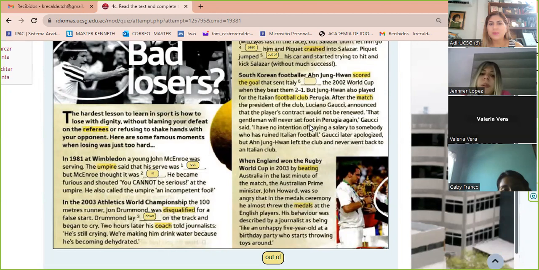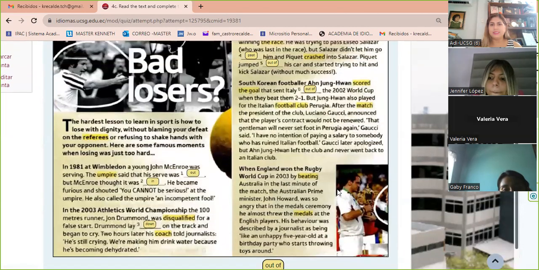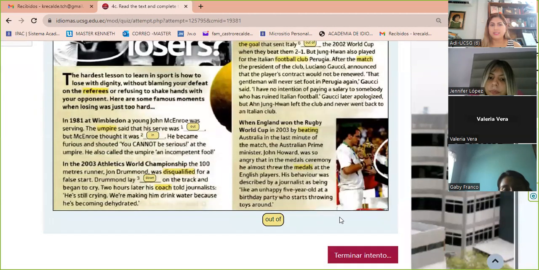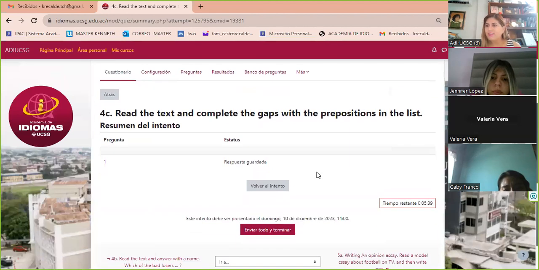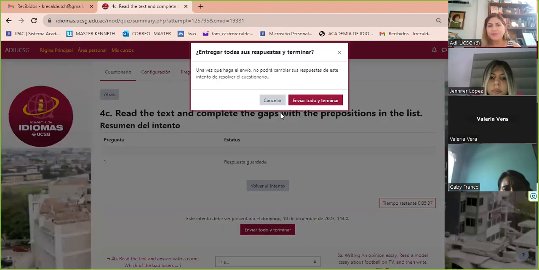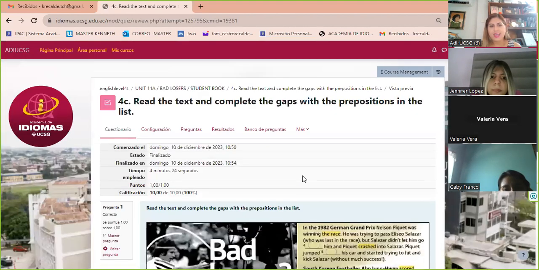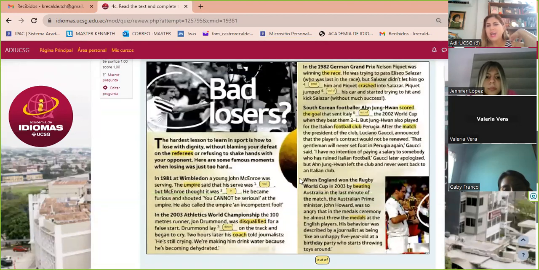And the last one, scored the goal that sent Italy out of the World Cup. Oh my God. Oops, I can't put it. Yeah, I did it. Okay, let's check if this is okay. And this is perfect. Now it's completed.